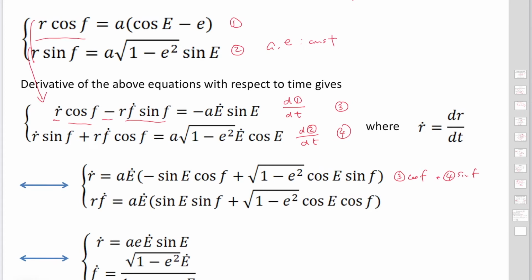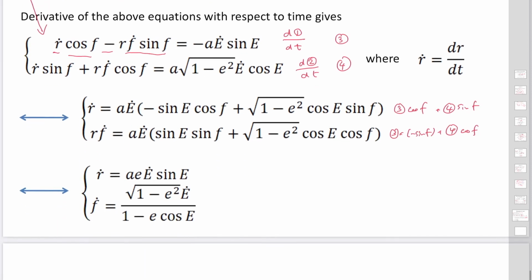If you multiply equation 3 times minus sine f plus equation 4 times cosine f, then you will get these equations, r dot and f dot. Then from these equations, you could derive r dot and f dot, this equation.